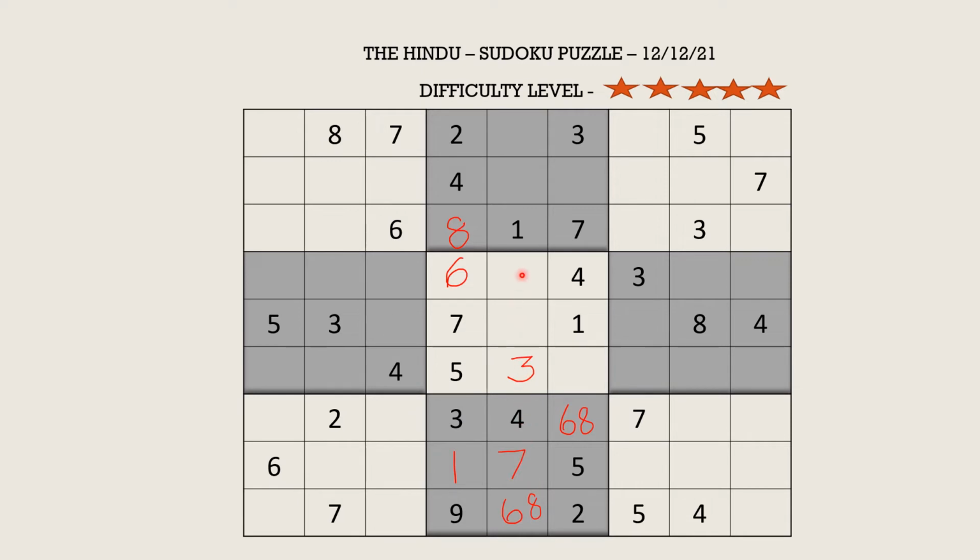Moving up here, okay, let's go here. We have 5 blocking here and there is a 5 blocking from here. So this cell takes 5. So that leaves only two empty cells in this block. Fine. So the missing numbers are 6 and 9.